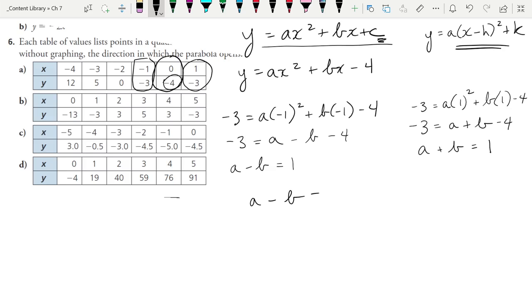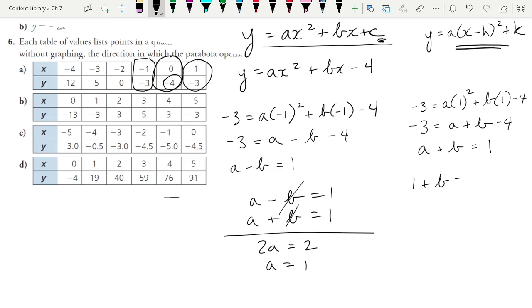A minus b equals 1, a plus b equals 1. Add them together. What's negative b plus b? Nothing, they cancel. But a plus a is 2a, and 1 plus 1 is 2. A is 1. Now that I know that a is 1, I could plug a 1 in here, or I could plug a 1 in here. I'll plug it into this one. 1 plus b is equal to 1. So b is equal to 0.